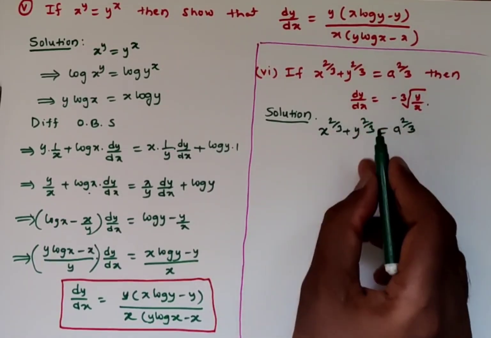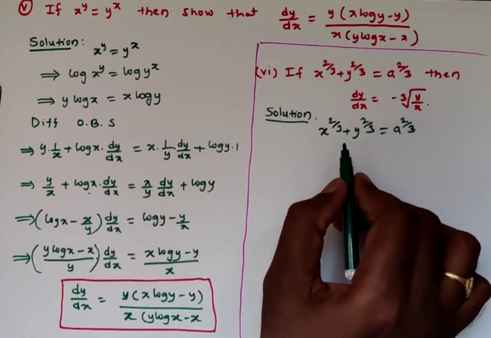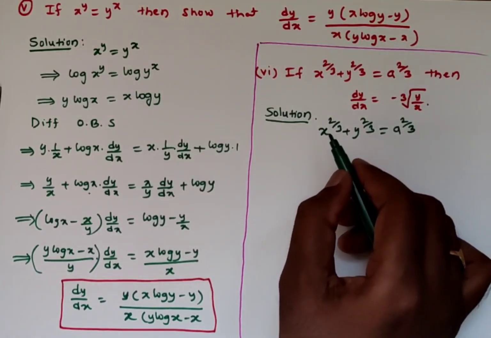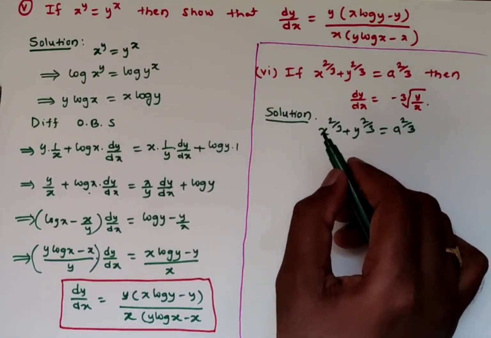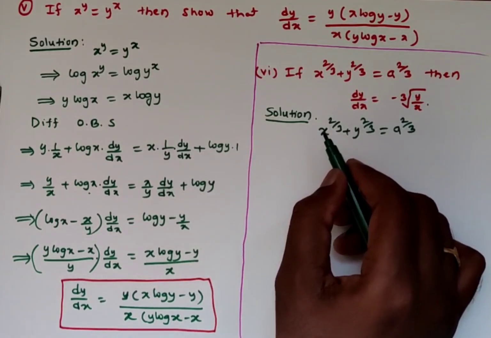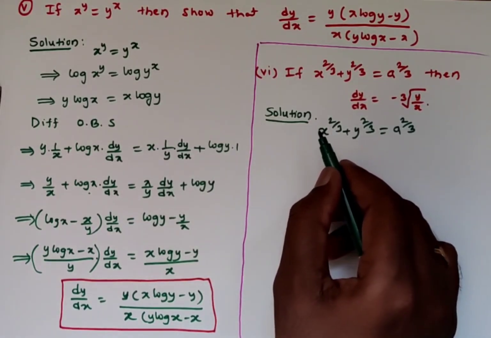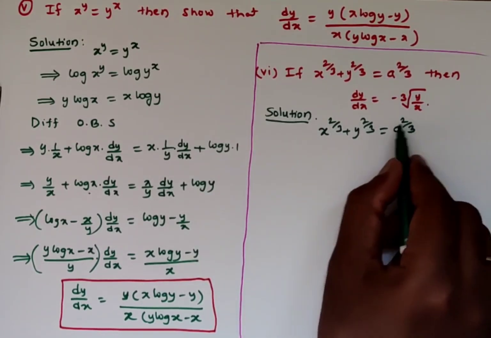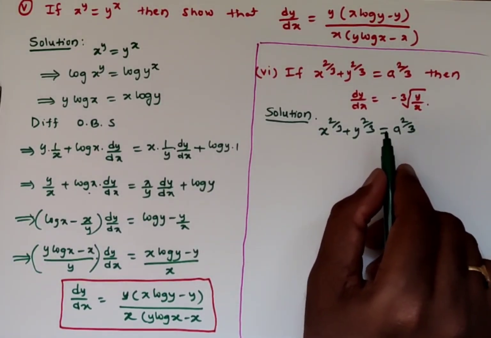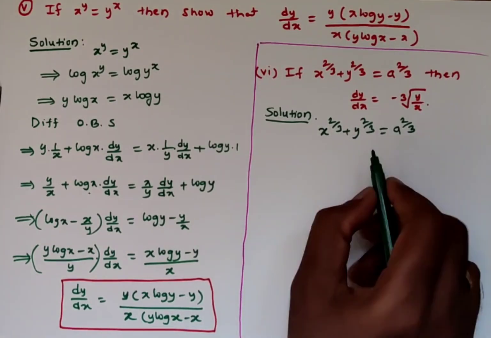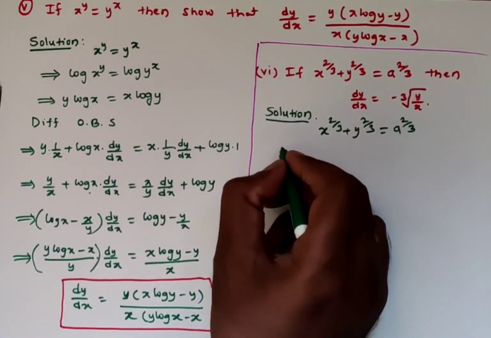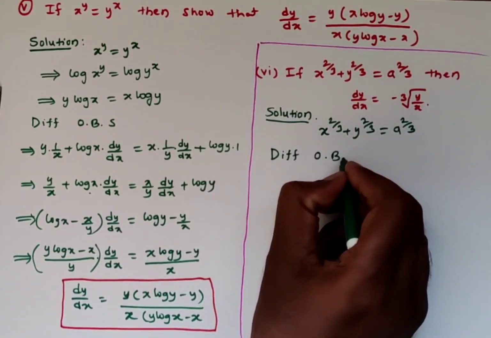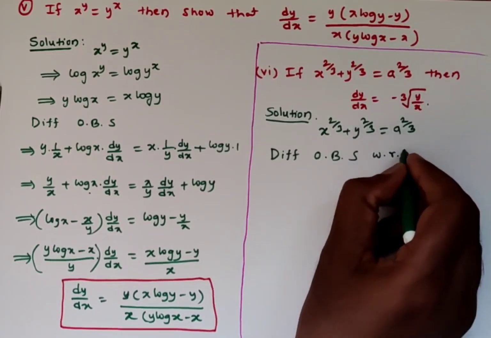So if the power exists, then do not try to apply logarithm directly. See, we apply it only when there is a variable in the power, like for the f power g or g power f model, where both f and g are variables or functions of x. But here it is x to the power of constant plus y to the power of constant, and the right hand side is entirely a constant. So directly differentiate. Differentiate on both sides with respect to x.